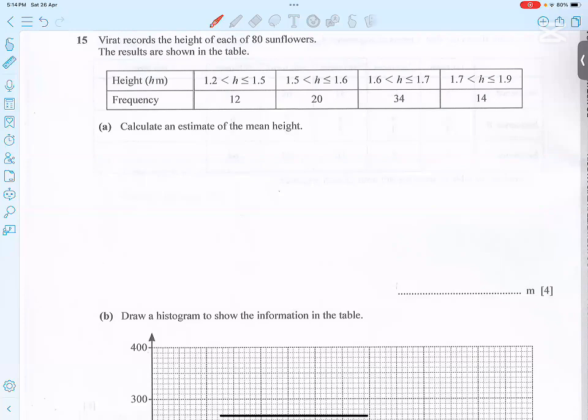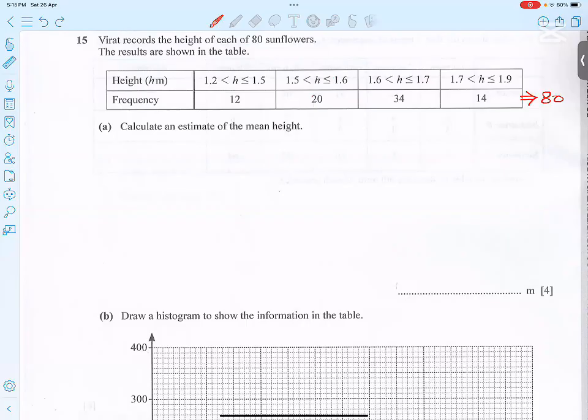So question number 15 we have: Virat records the height of 80 sunflowers. It means if you add them all, it gives you 80. Okay, and he said estimate the mean. This is a favorite kind of question. Whenever the statistics topic comes, this is the most favorite topic in the statistics chapter.